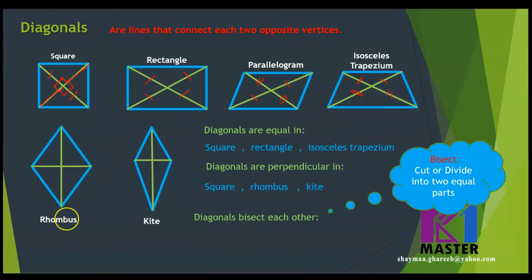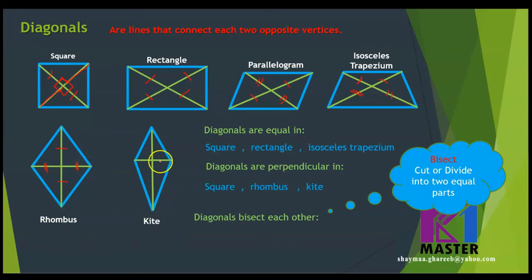What about the rhombus? Look at the rhombus. This one is equal to this part, and this part is equal to this part. So they bisect each other. These two parts are equal in length, and these two parts are equal in length. But this one is different from this one because diagonals are not equal in the rhombus.